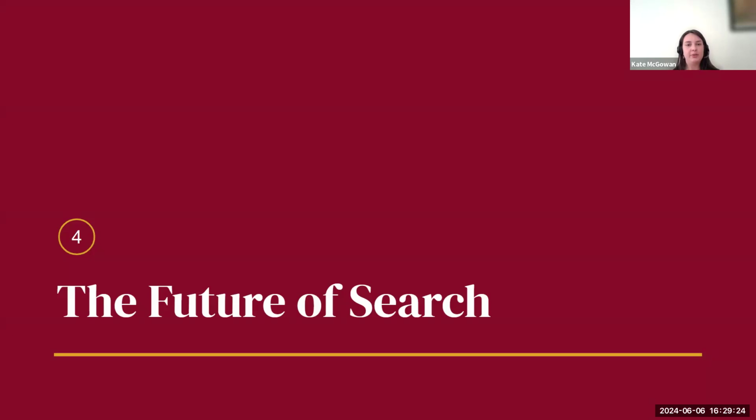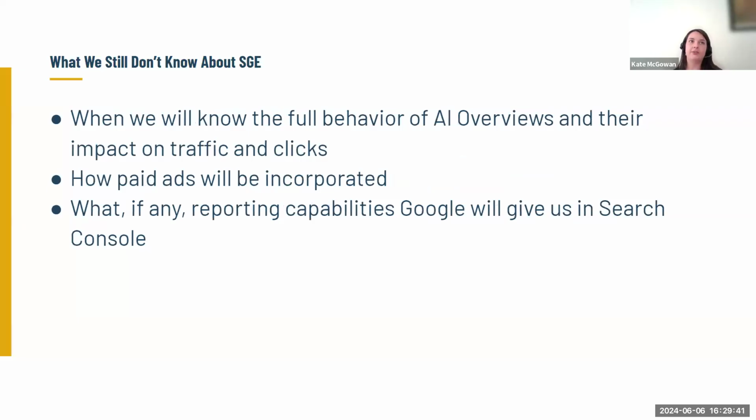So let's move into what we still don't know. Really, up until just a couple months ago, up until March 2024, we didn't know when the AI overview was coming out to the general user base of Google. Prior, it had been an experiment in Google Labs. So now it's becoming fully rolled out.